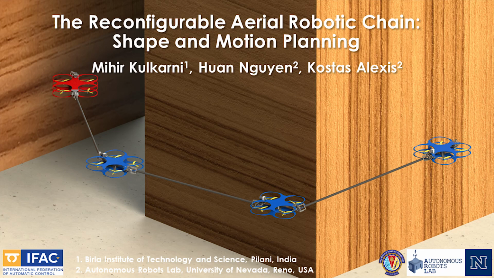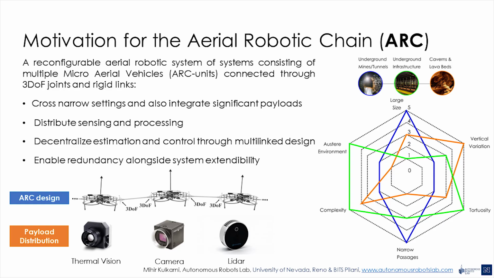In this work, submitted to IFAC2020, we present the shape and motion planning techniques developed for the reconfigurable aerial robotic chain. We propose a planning methodology for the reconfigurable aerial robotic system of systems named the aerial robotic chain, or the ARC. The ARC consists of multiple micro-aerial vehicles, or ARC units, connected through rigid links and 3 degree of freedom joints with the ability to integrate encoders within them.